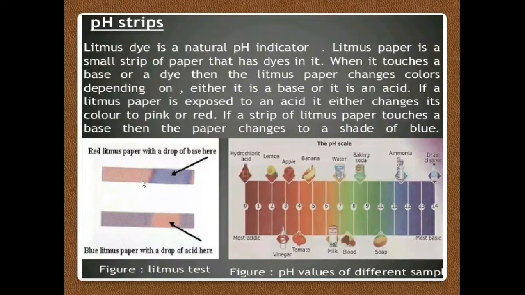If a litmus paper is exposed to an acidic solution or acid, it changes its color from blue to red. If a strip of litmus paper touches a base solution, then the paper changes to a shade of blue color. See that red litmus becomes blue, and blue litmus becomes red.